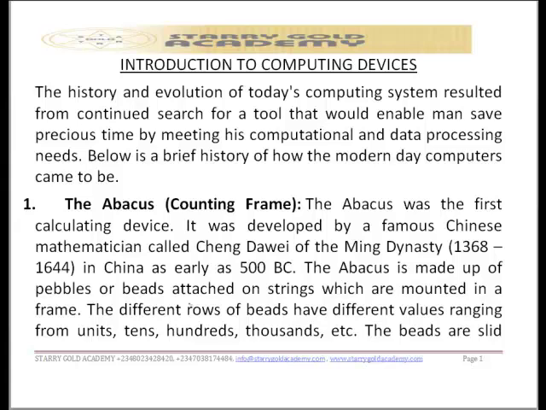Introduction to computing devices. The history and evolution of today's computing system resulted from a continued search for a tool that would enable man to save precious time by meeting his computational and data processing needs. Below is a brief history of how the modern-day computers came to be.